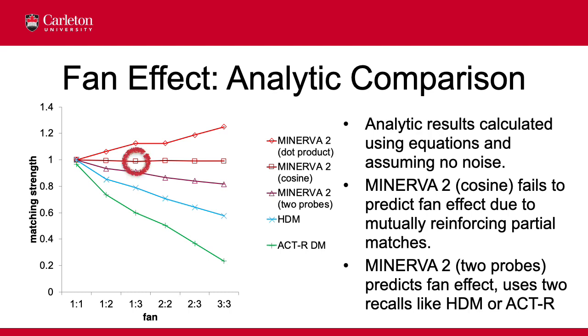In particular, Minerva 2 cosine predicts that the most difficult test item is the 1,3 fan, with a matching strength of 0.988, an almost invisible contrast to the 0.990 or more matching strength of the other test items. So why would the matching strength in Minerva cosine be lowest for the 1,3 fan rather than the 3,3 fan? The answer to this question reveals what Minerva is doing.